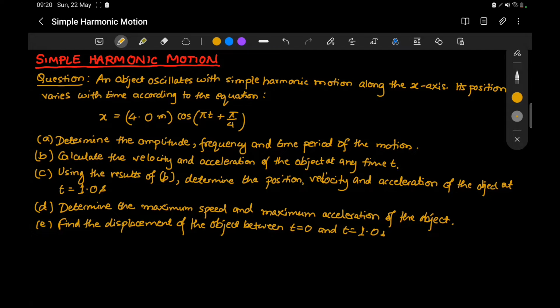Now this is a very artificial kind of question, because if you look at this, then 4.0 meters is a very big number. Typically, if you suspend a pendulum in your home or in some laboratory, you would not have such a big amplitude to deal with. So this is, in that sense, a little bit artificial question, but still let us solve this.